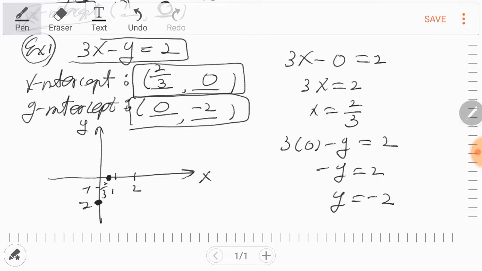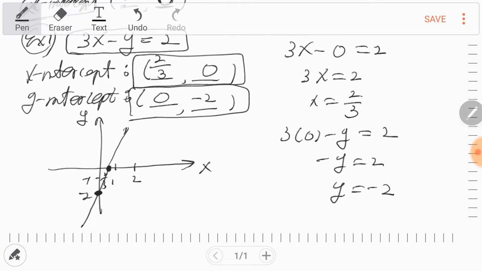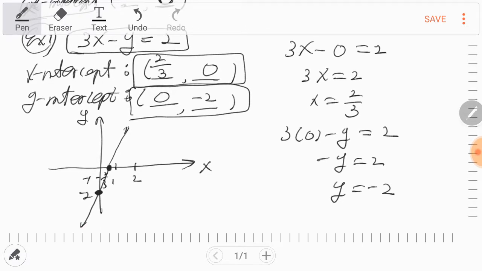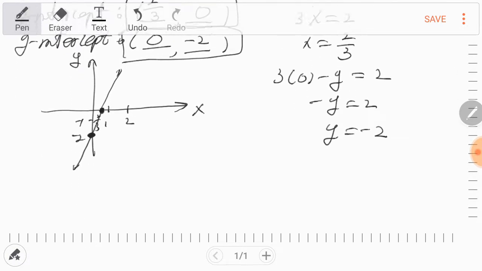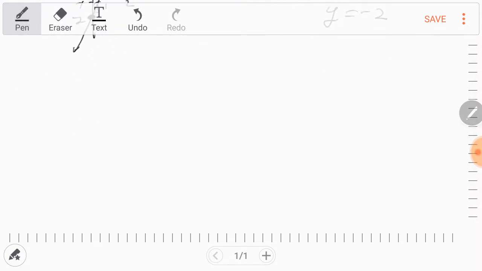And this equation is a linear equation. The graph of a linear equation is always a straight line. So connect these 2 points, the x-intercept and the y-intercept. Then this is the graph of this equation. Good. Then let's try another example.